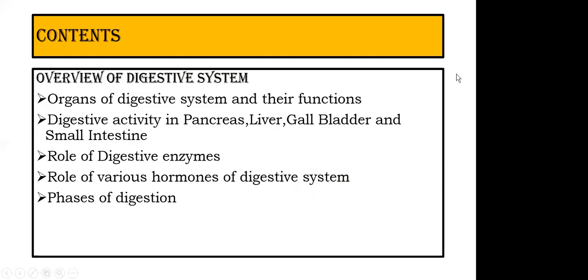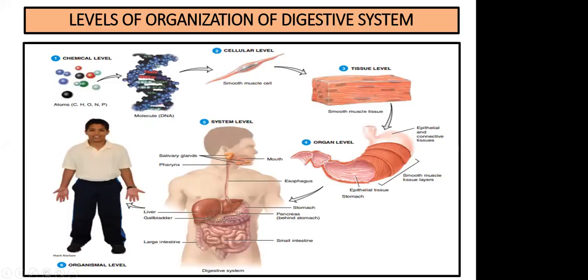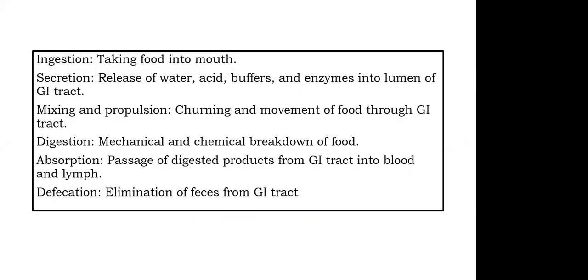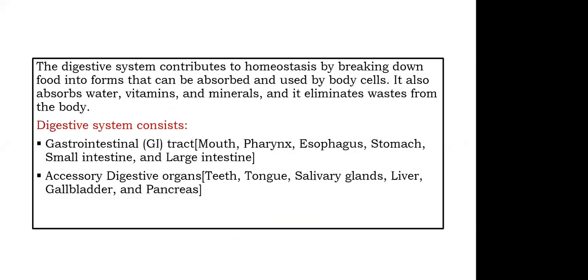Okay, what we have seen in last class. This is the overview of the digestive system that we are going to deal with: the organs of the digestive system, the digestive activity in all these organs, the role of digestive enzymes, the role of various hormones of the digestive system, and phases of digestion. Okay, and we have seen the functions of the digestive system: ingestion, secretion, motility, digestion, absorption, and defecation. And we have seen how ingestion takes place. The digestive system consists of the mouth, pharynx, esophagus, stomach, small intestine, and large intestine, and the accessory digestive organs. And we are dealing with them one by one.